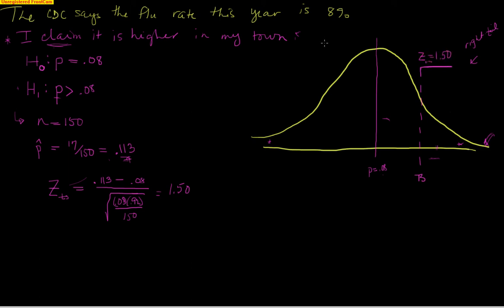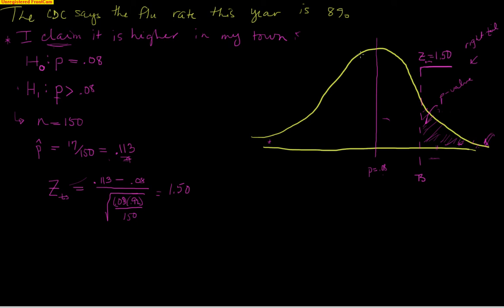All right, and so how likely is that? What are the chances of that happening, of having 11.3% of people in your town with the flu? So what I want to figure out is, what is this area here? What is the probability? What's the percentage? Remember, area under the curve is percentage, probabilities. And this is what we call a p-value.